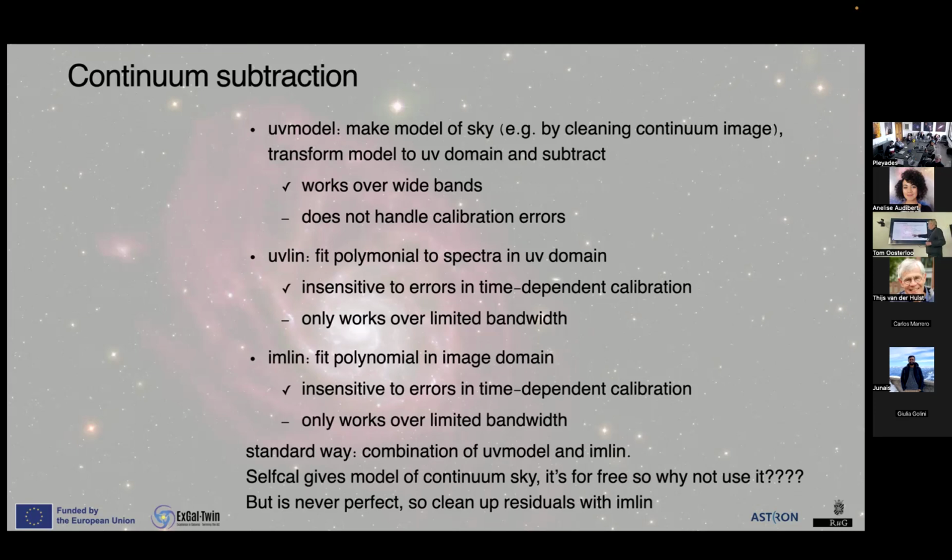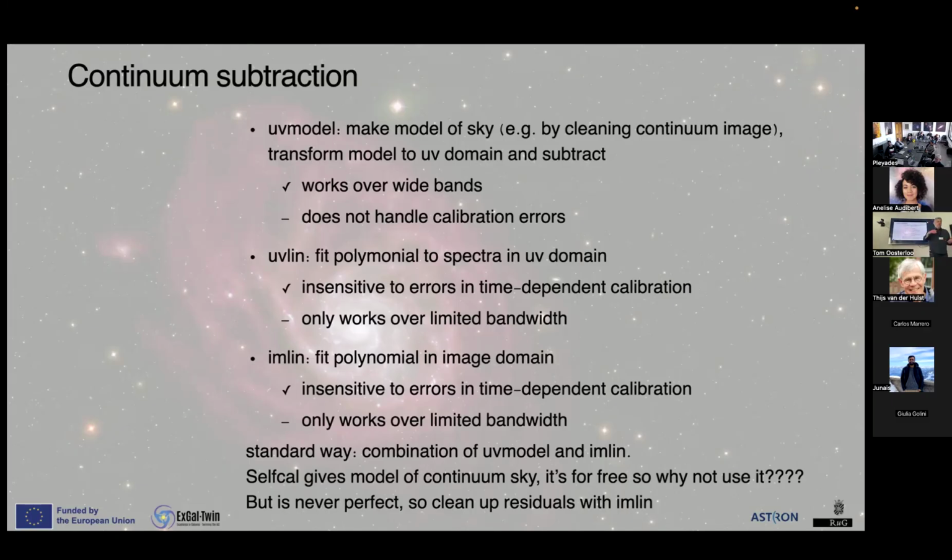The big problem is it only works over limited bandwidth because you approximate a spectrum with a polynomial, but if you go to large bandwidths, that spectrum is not a polynomial anymore. It's all kinds of bumpy stuff. So that doesn't work. So one thing that does work, in the sense that you can do it over very broad bandwidth, is called UV model.